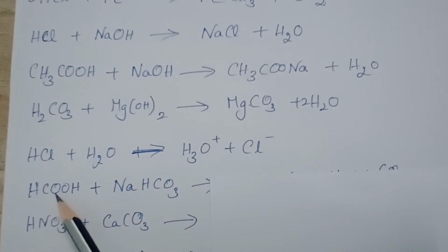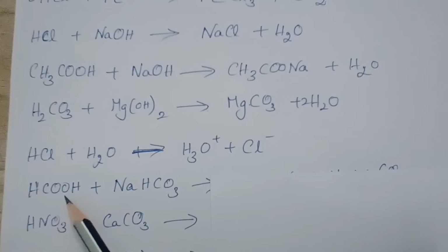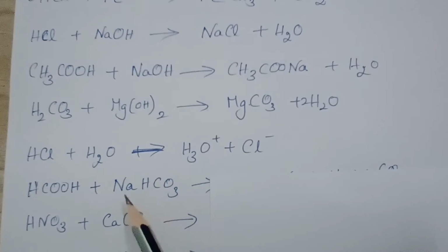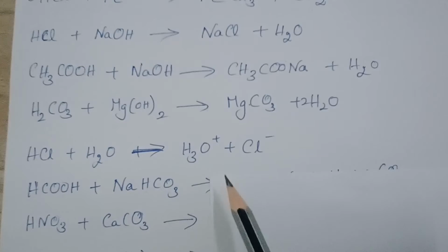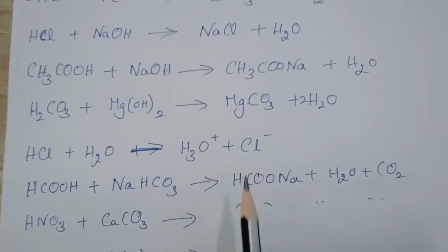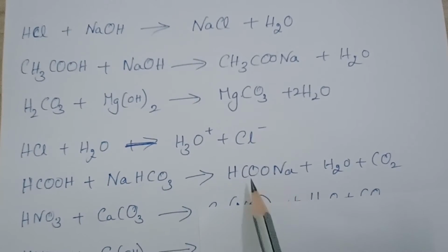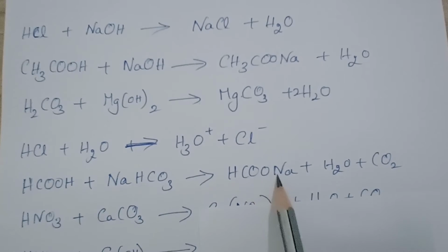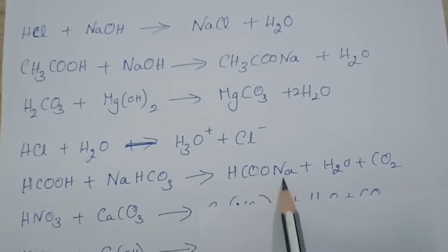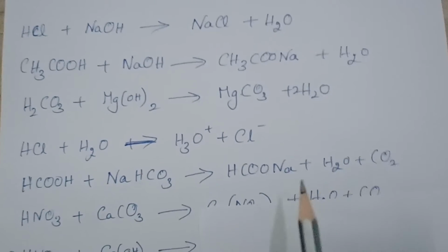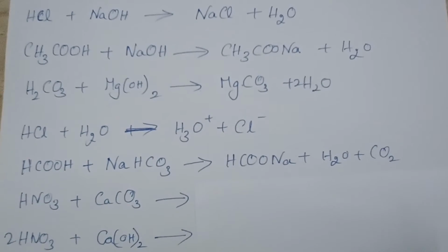Okay, then HCOOH. This is called formic acid, or we can say methanoic acid. Acid plus metal hydrogen carbonate, sodium hydrogen carbonate, gives salt plus water plus carbon dioxide, right? What is your salt? Sodium methanoate we can say, otherwise sodium formate. What is the name of this HCOONa? Sodium formate, otherwise sodium methanoate. Sodium methanoate plus water plus CO2, carbon dioxide.